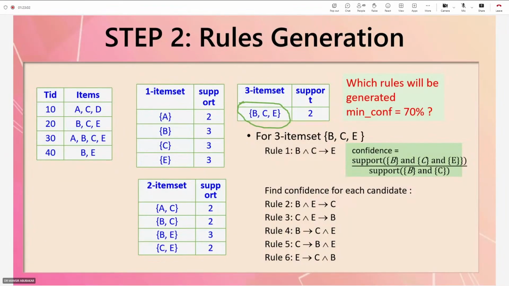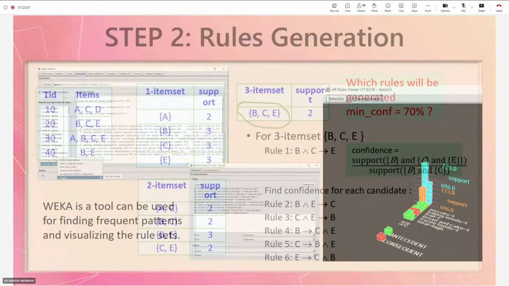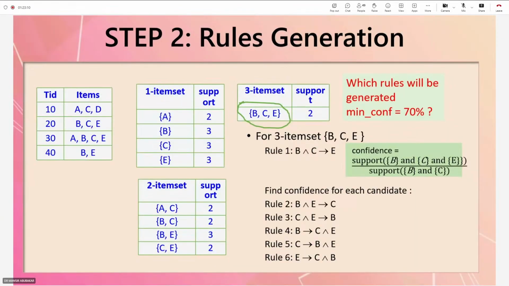So you can also find the confidence for different item sets. Take this as your example and practice it. Find out for B and E, which implies C, and also for C and E, which implies B. You already have the table. You just substitute the values in the formula and make sure they satisfy the condition, because this is very important. Once the condition is not satisfied, then the rule will be pruned and removed from the data.